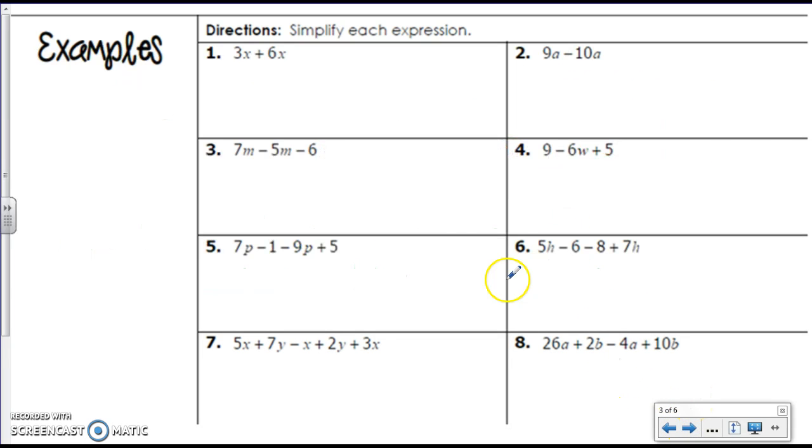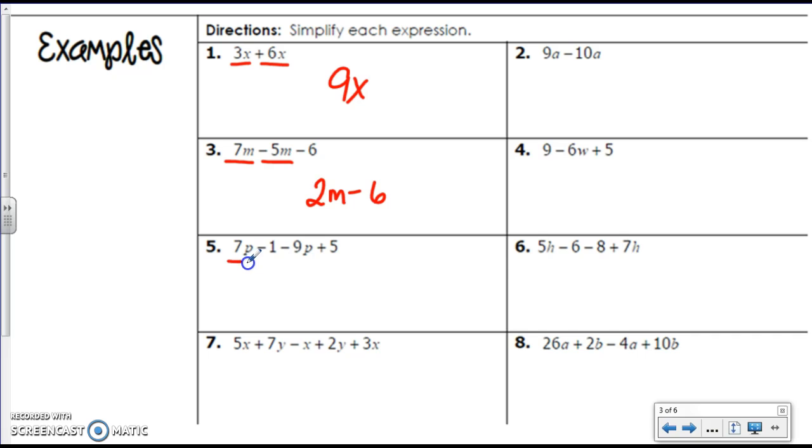I'm going to go ahead and do the same thing for the odds, and then you are going to do the evens on your own and have them checked. Okay, so first one here, notice that both of these have x's. They are like terms, so I can add 3x plus 6x is 9x. Okay. In number 3, I have a 7m and a minus 5m that I can combine together, but I can't combine that minus 6 because it doesn't have an m with it. So what I'm going to do is 7m minus 5m. So 7 minus 5 is 2m. And then since I can't combine that minus 6 with anything, I'm going to leave it. I'm going to bring it down. 2m minus 6.